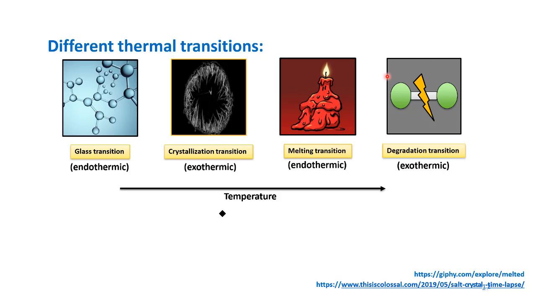So different thermal transitions are as follows. First of all, the glass transition will occur, which is the endothermic process. Then the crystallization transition occurs, that is the exothermic process, and the melting transition will happen as we increase the temperature. So this is again an endothermic process, and then we have the degradation transition. So this is again exothermic. It will take up heat to degrade or dissociate the bond. So it is an exothermic process.